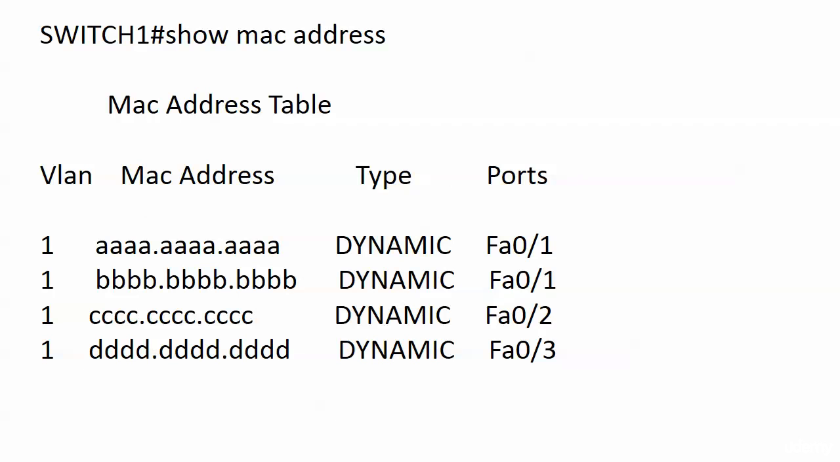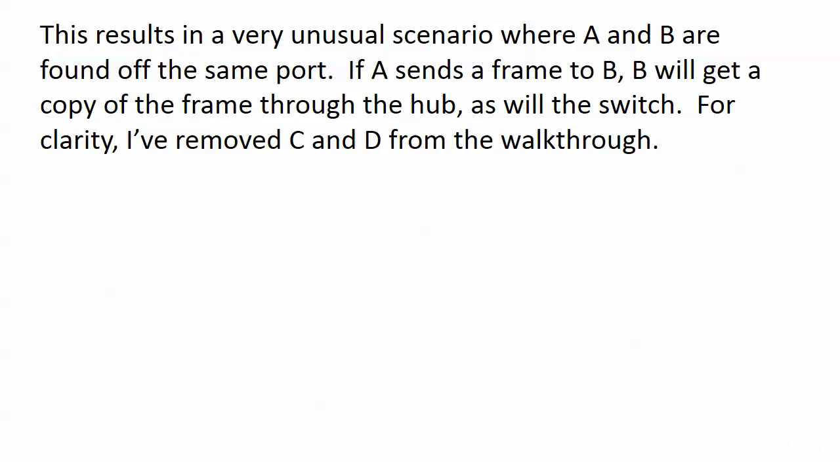We really like that. Now, after a few minutes, everybody has sent some data, and we have this MAC address table where all four hosts have been heard from, all dynamic entries, and the very unusual circumstance of hosts A and B being found off the same port because of that hub. This is a very unusual scenario, but it helps to illustrate that other frame decision, the frame filtering decision. Because if A sends a frame to B right now, B is going to get a copy of the frame through the hub, because what is the hub? It's a multi-port repeater, that's all it is. The switch will also get a copy.